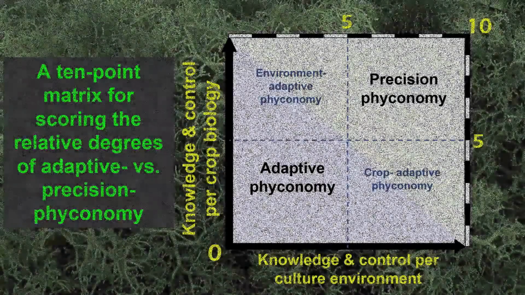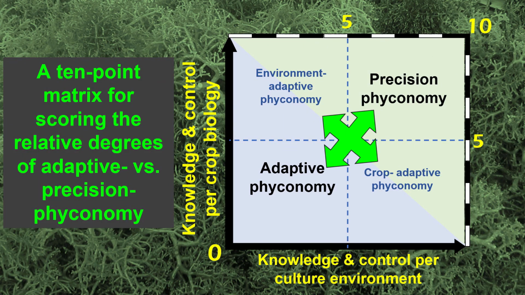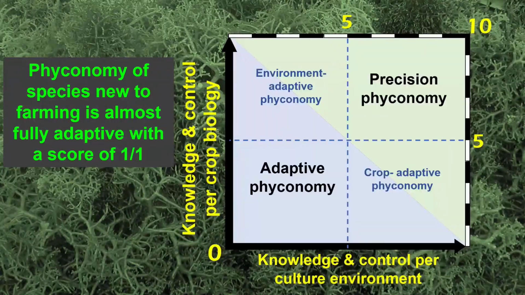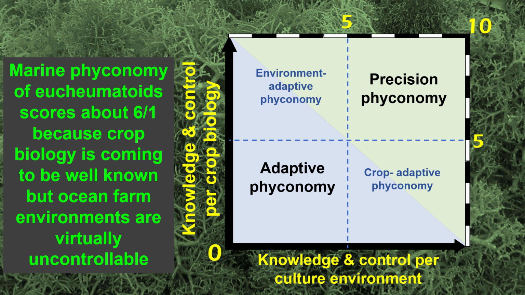A 10-point matrix for scoring the relative degrees of adaptive versus precision phyconomy is shown in this slide. For example, micropropagation in bioreactors is almost fully precision with a score of 9/9. But phyconomy of species new to farming is almost fully adaptive with a score of 1/1. Marine phyconomy of the eucheumatoids scores about 6/1 because crop biology is coming to be well known for these species, but ocean farm environments are virtually uncontrollable.